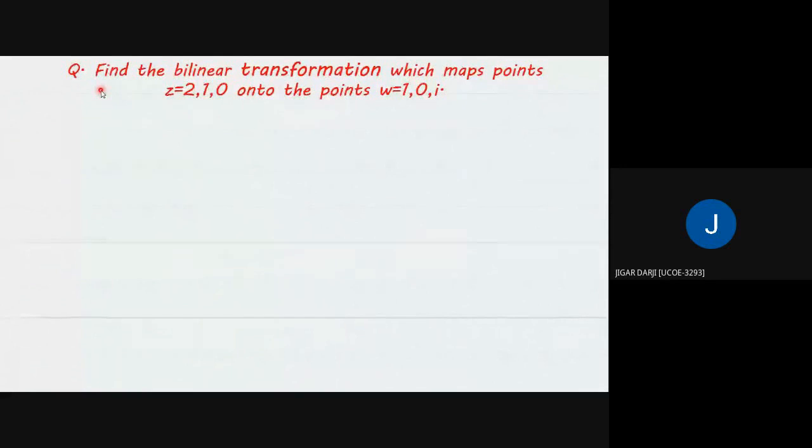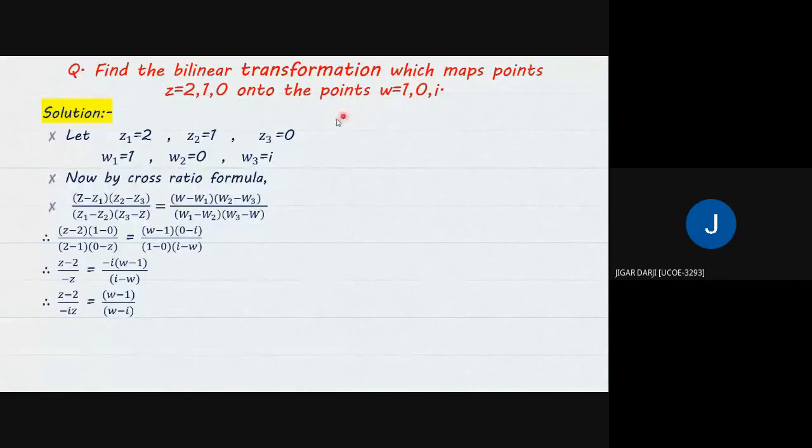I am presenting the slide of the examples based on bilinear transformation. So here's the first question. Find the bilinear transformation which maps the points z equals 2, 1, 0 onto the points w equals 1, 0, i. So we have the values z1 equals 2, z2 equals 1, z3 equals 0, and w1 equals 1, w2 equals 0, and w3 equals i.